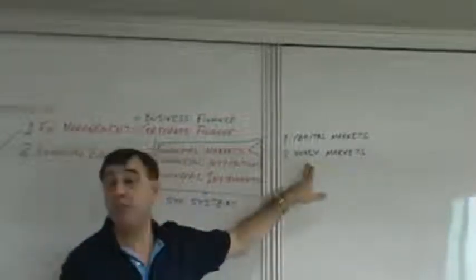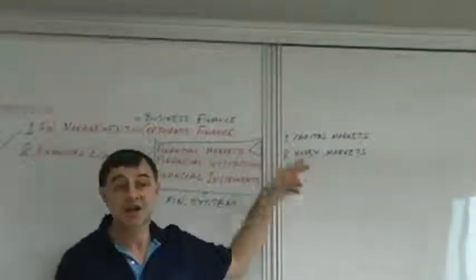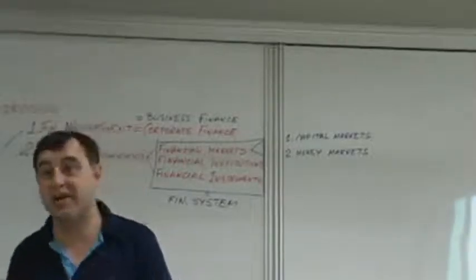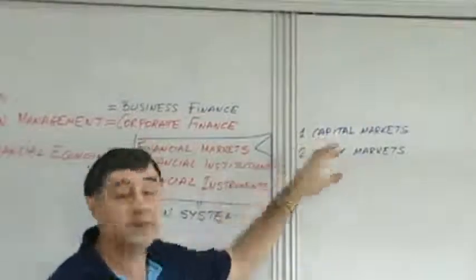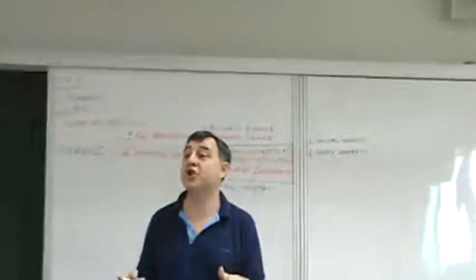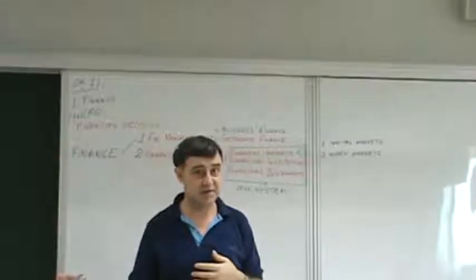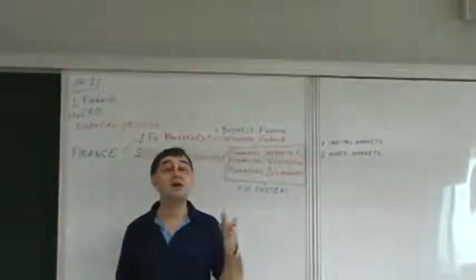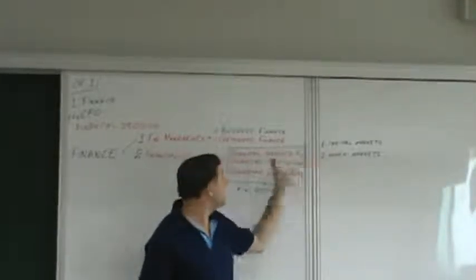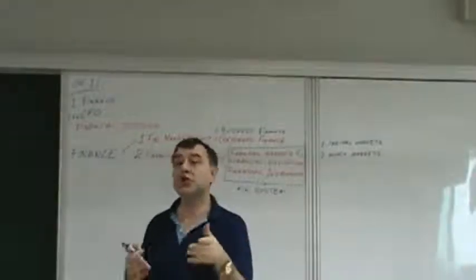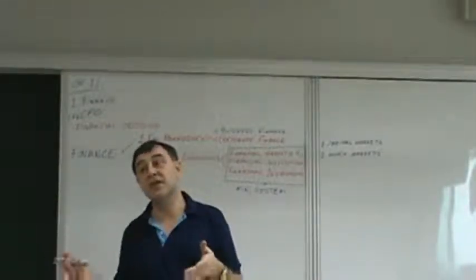So capital markets are an important part of financial markets. The other important part of financial markets is money markets. So all financial markets are divided into capital markets and money markets. A capital market is a market for long-term instruments, long-term meaning maturing in more than a year. And a money market is a financial market for short-term instruments, those that mature within 1 year.